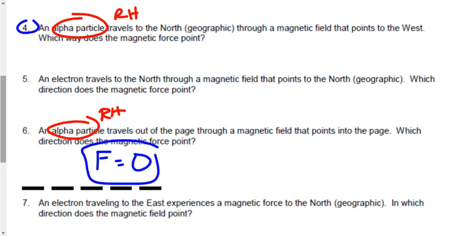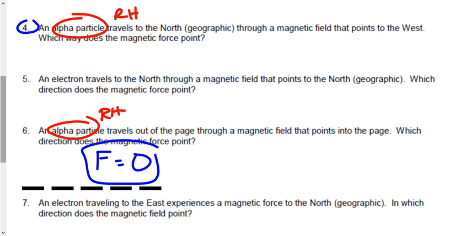If the field is parallel to the motion of the particle, the force is 0. If the field is perpendicular, the force is found by the hand rule for deflection. And if it's somewhere in between parallel or perpendicular, then we don't know how to do it, and you won't know how to do it. All right? Good?